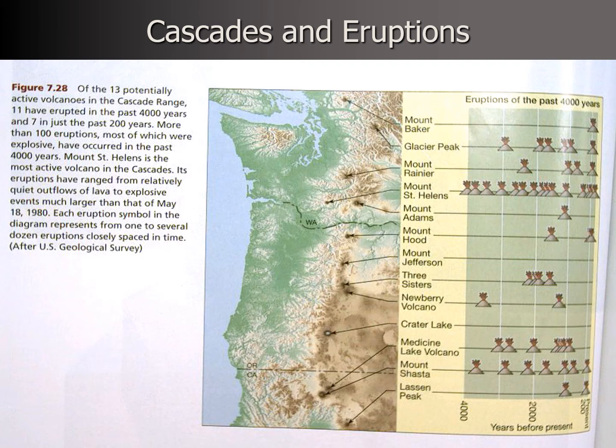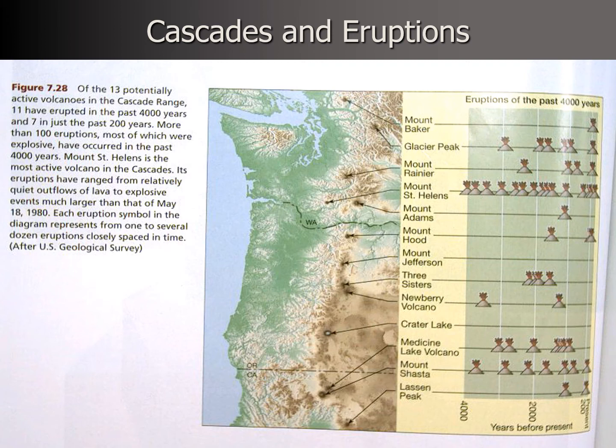And these are all the volcanoes. This is where they are on the map. This is their name. And then we have an idea of how active or dormant they might be. So every one of these little volcano symbols represents from 1 to several dozen eruptions closely spaced in time.